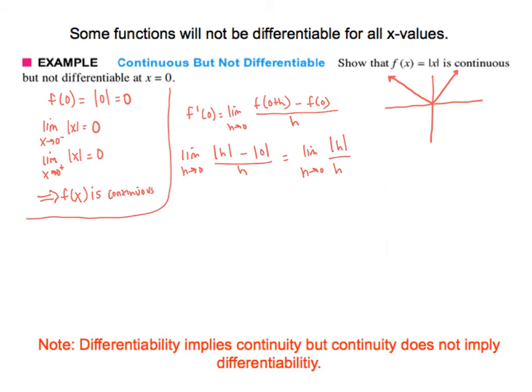So if we break this apart and we look at the left and the right limits from here, right, because if I plug in 0, it's a 0 over 0. It's indeterminate form. I can't do that. So I have to take a look at, well, what's really happening. I have to take a look at the left and at the right.